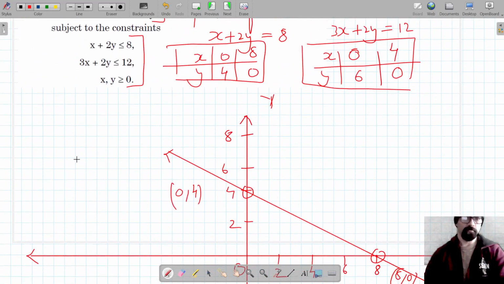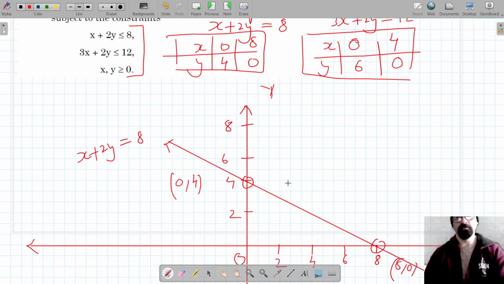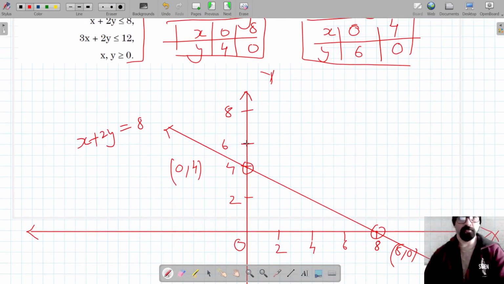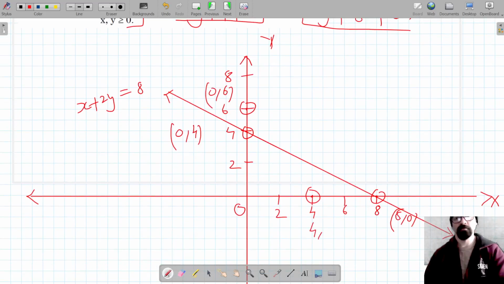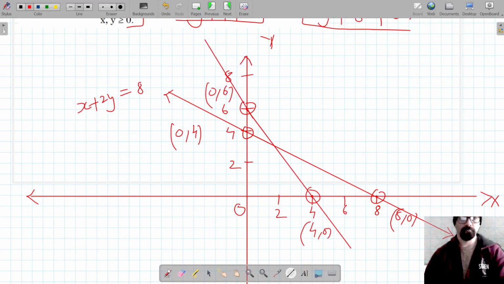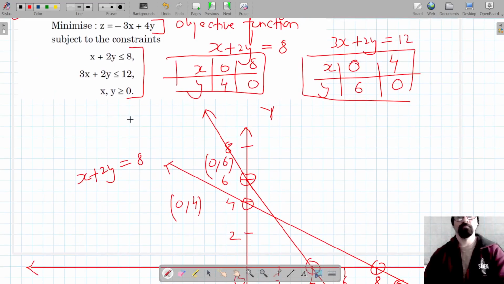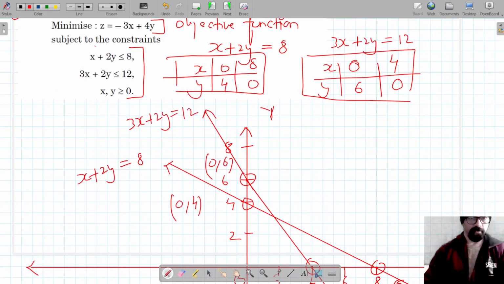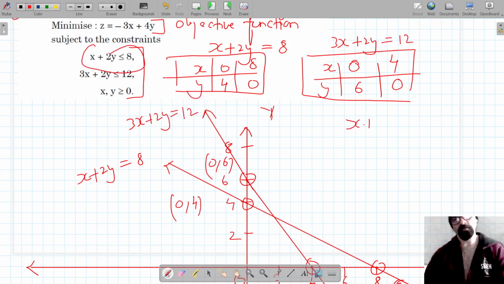Okay, and this is now x plus 2y is equal to 8. Next is 0 to 6. 0 comma 6 is here on the y-axis, and 4 comma 0 is here. Okay, if we join them, okay, now let's find out the solution region for them.